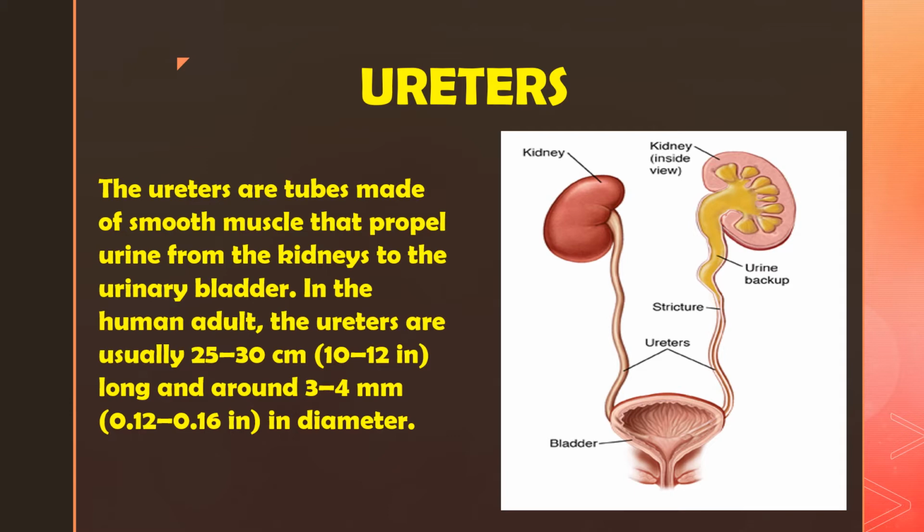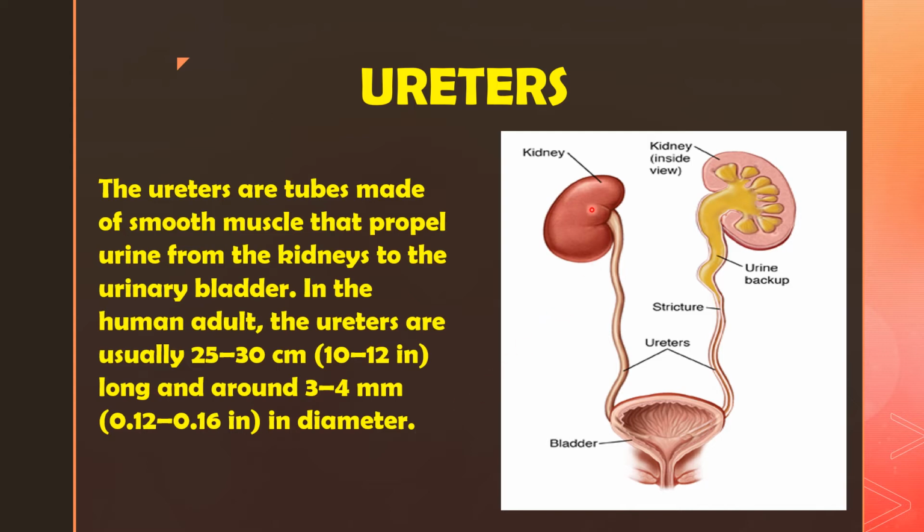The next part of the excretory system is the ureters. The ureters are tubes made of smooth muscle that propel urine from the kidneys to the urinary bladder. In the human adult, the ureters are usually 25 to 30 centimeters, that is 10 to 12 inches long, and around 3 to 4 millimeters, that is 0.12 to 0.16 inch, in diameter.